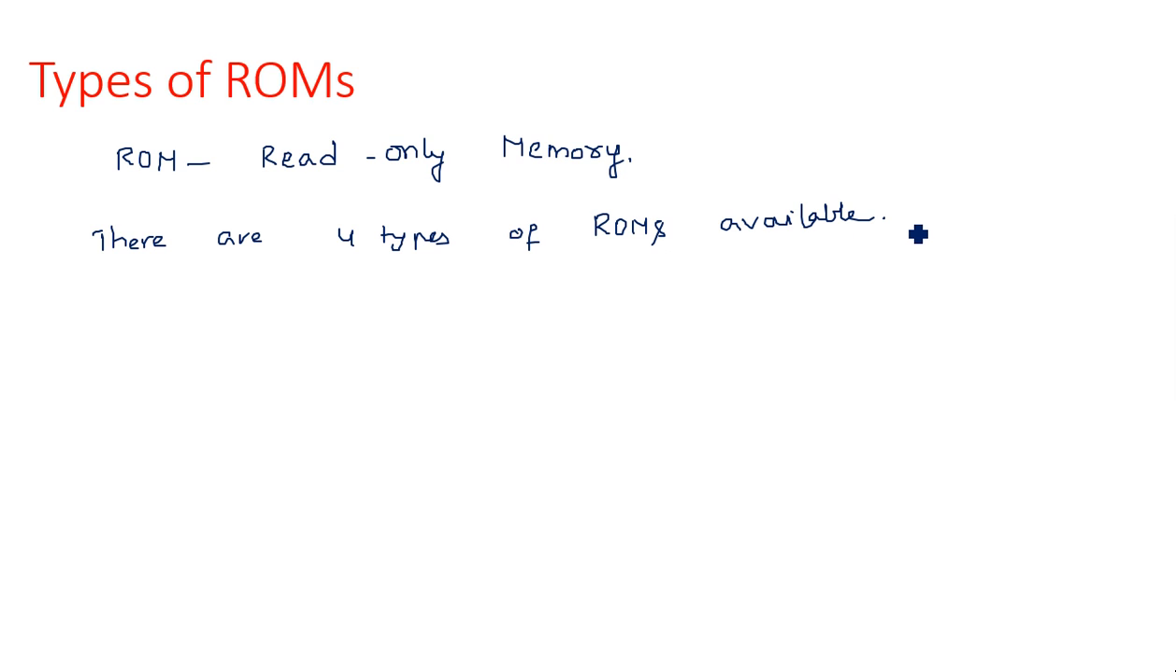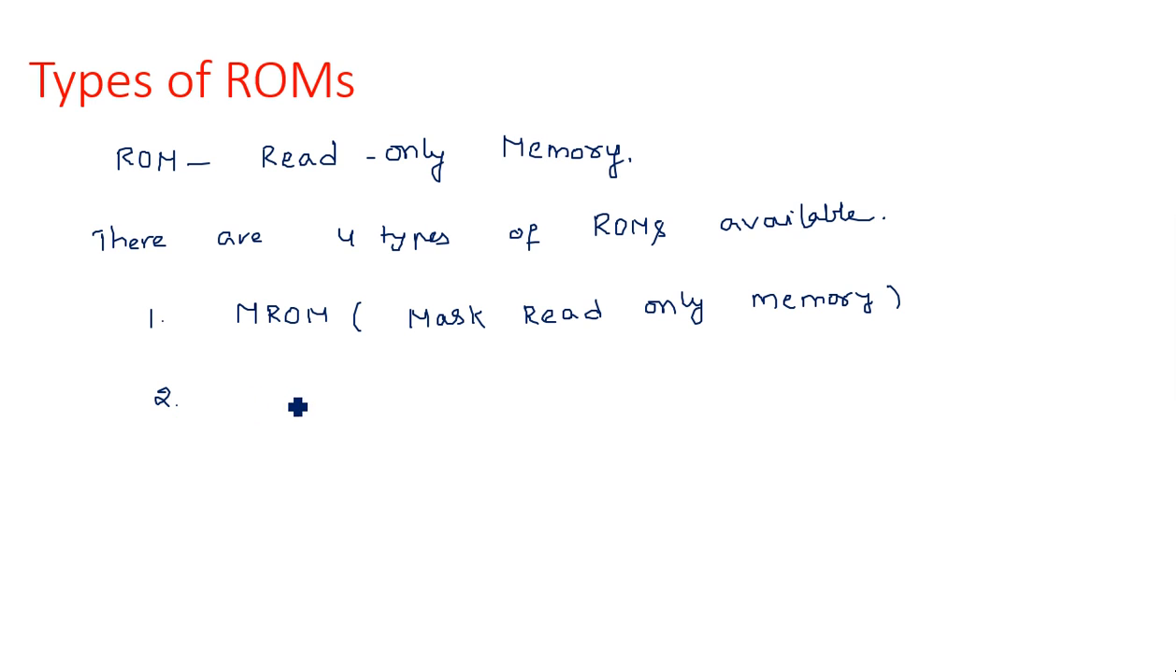There are four different types of ROMs. The four different types depend upon the type of manufacturing. So first one, M-ROM. M-ROM is nothing but mask read-only memory. I will explain what is what individually.